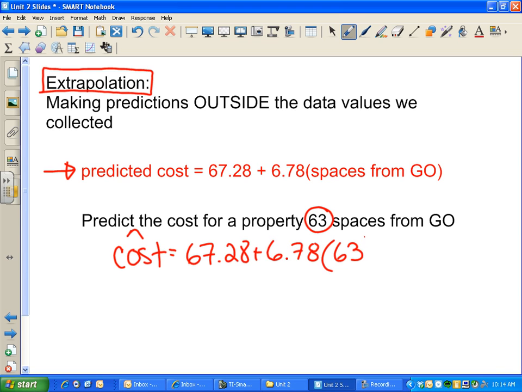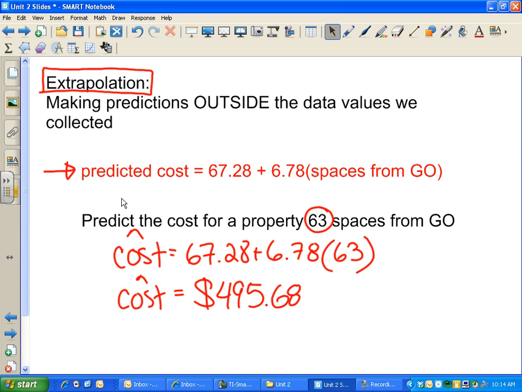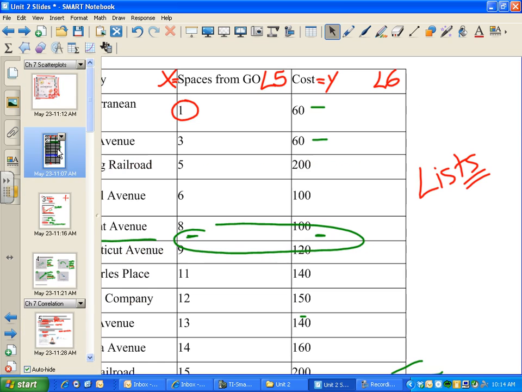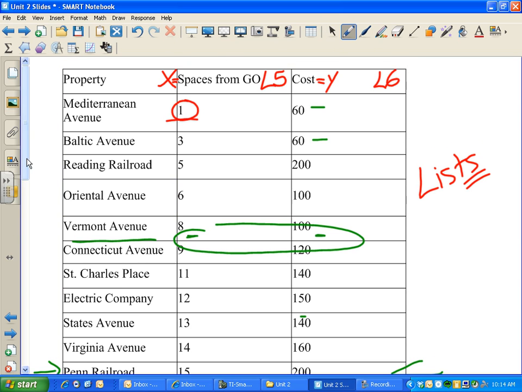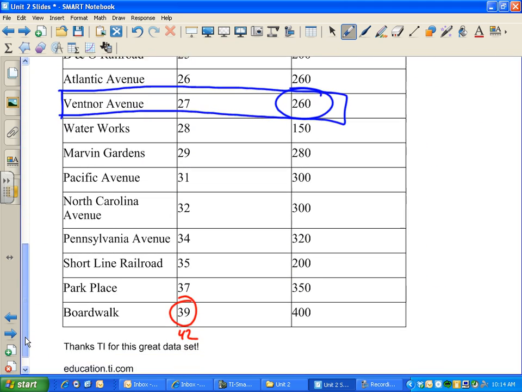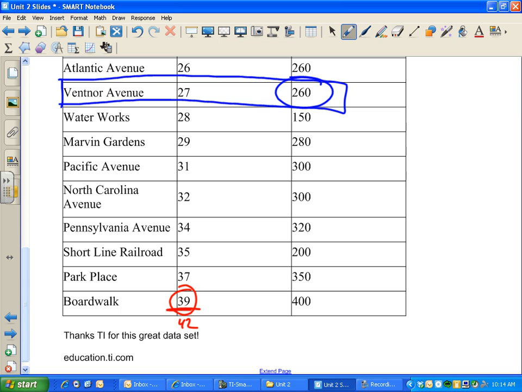Again, I'm plugging in 63 in the spot where the number of spaces goes. And after I put that in my calculator, I get that the predicted cost is $495.68. However, something we need to watch out for. If we look back to our original set of data, you'll see we started gathering data at one space from Go, and then we went all the way, they're in order, to 39 spaces from Go, right here, 39. So making a prediction anywhere between 1 and 39 spaces from Go makes sense.